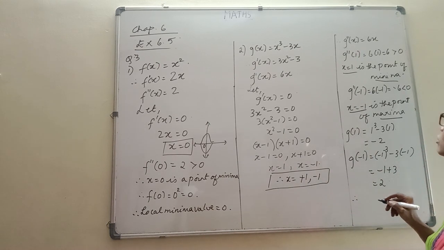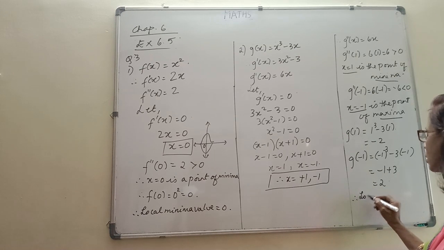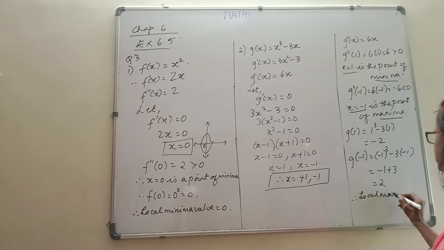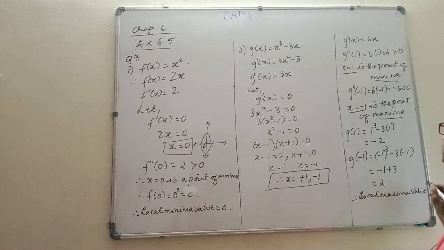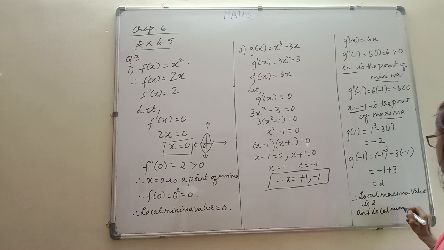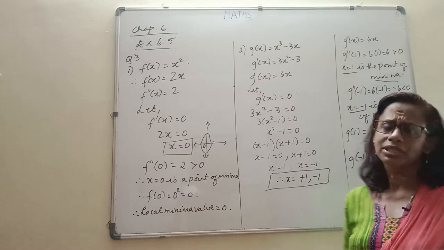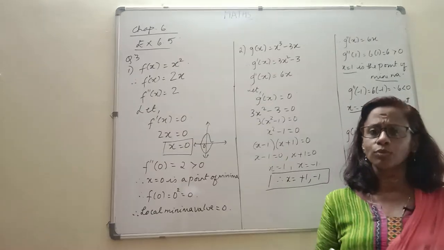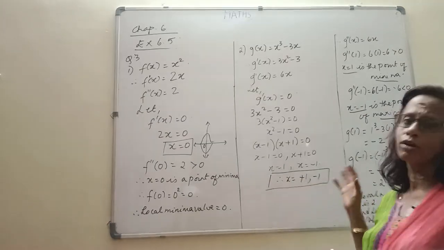These are the values. So yeah, that's how it goes. So the local maxima value is 2 and the local minima value is negative 2. So that's how we go about it. It's quite simple and very easy to do. So that's how we carry on the work.